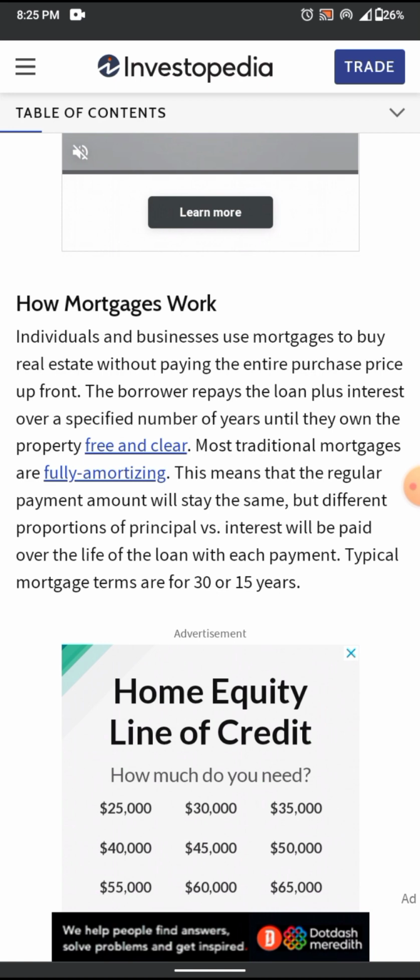This means that the regular payment amount will stay the same, but a different proportion of principal and interest will be paid over the life of the loan with each payment. Typical mortgage terms are for 30 or 15 years.